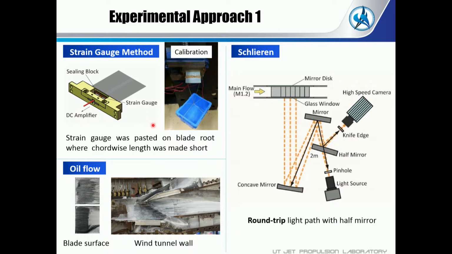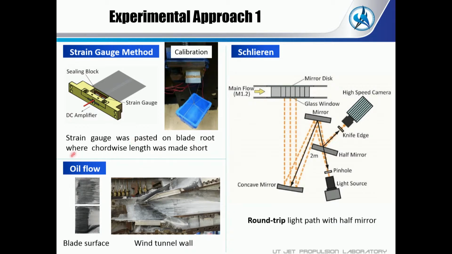And of course, we need calibration. This is calibration. We put weight on this blade, and we can detect the signal of the strain gauge. Then we can calibrate this strain gauge signal. Okay? And this is the strain gauge method.